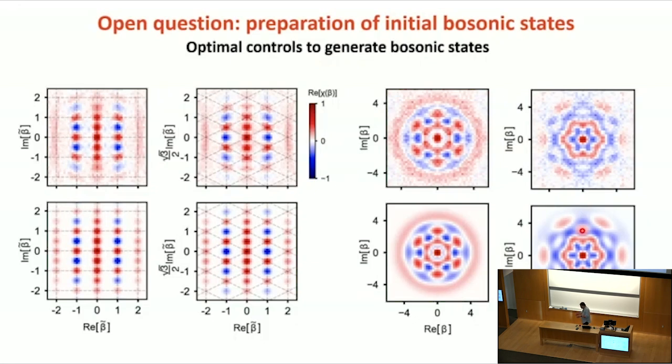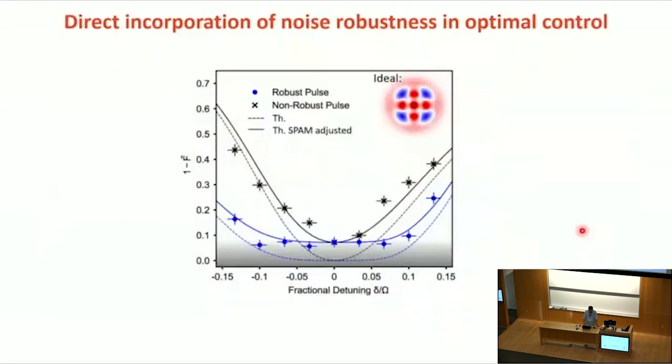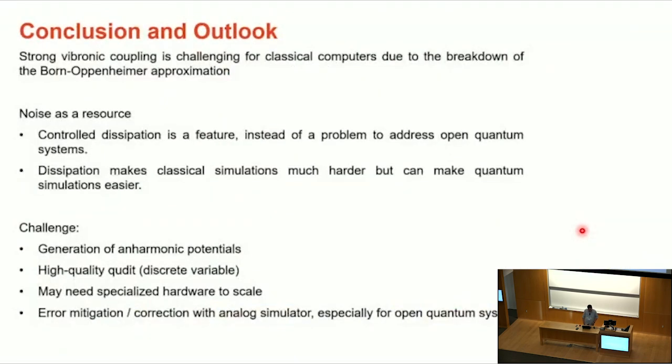So I think the bosonic states that the chemists care about will not be so funky, but seeing that we can use this control scheme to create this kind of state gives us confidence that we will be able to create arbitrary bosonic states that can be interesting and important for chemistry simulations. All right, I will stop here.